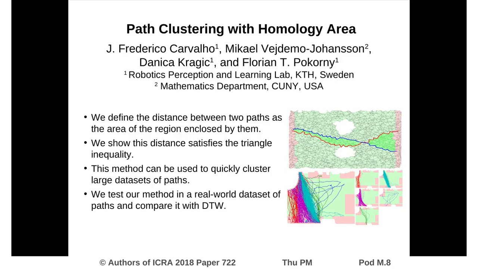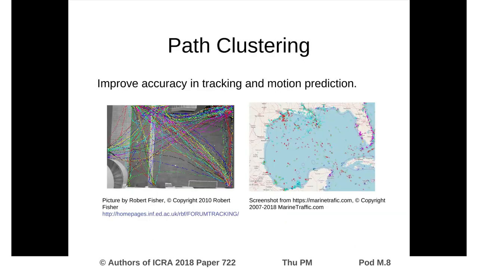In this work, we employ homology area as a path distance function for clustering large datasets of paths. Path clustering is a machine learning method to partition a set of paths into subsets of pairwise similar paths. Such methods have been shown to improve the performance of tracking and motion prediction.